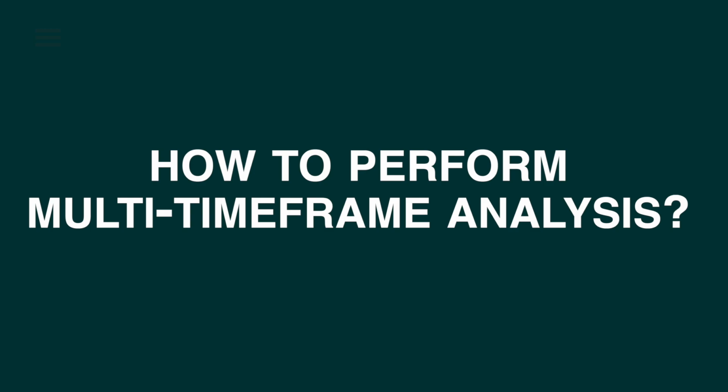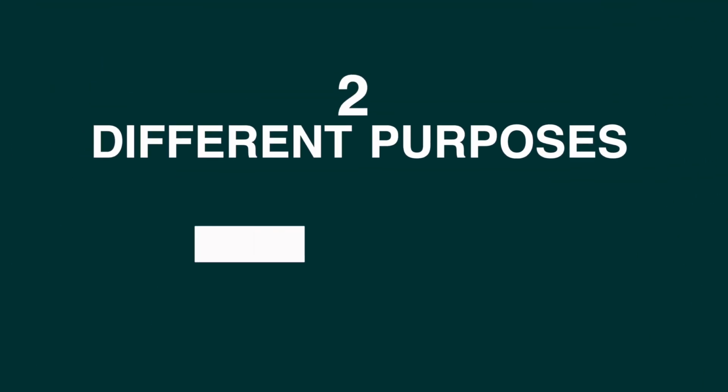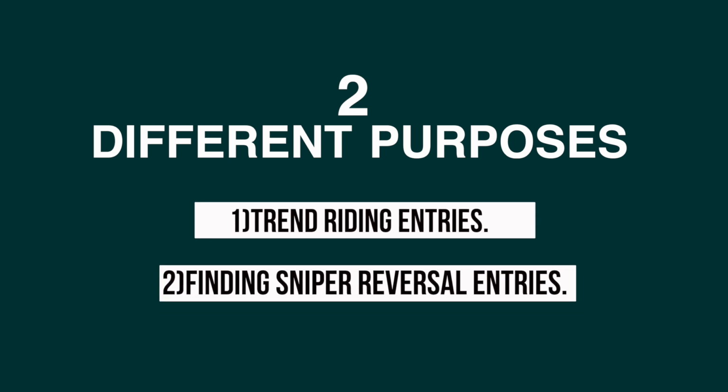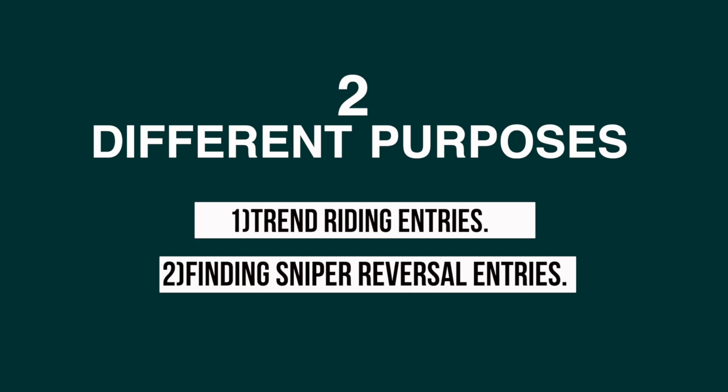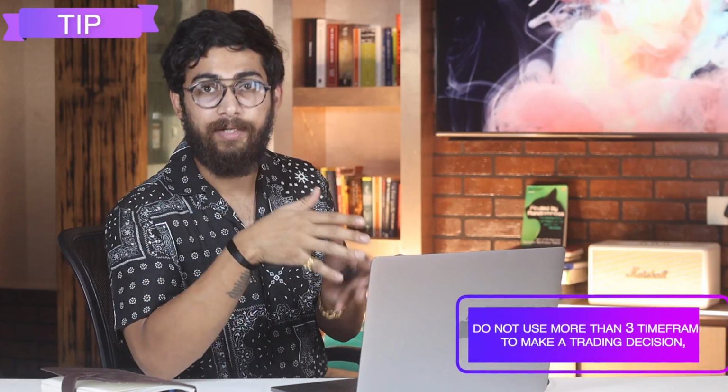We are going to use multi-time frame analysis for 2 different purposes. The first one is for continuation entries, that is trend riding entries, and the second one is for finding sniper reversal entries. But before we move forward, there is a thumb rule that you need to follow, and that is do not use more than 3 time frames to make a trading decision. The reason for this is it may confuse you and cause analysis paralysis, where you may not be able to make any trading decision at all.